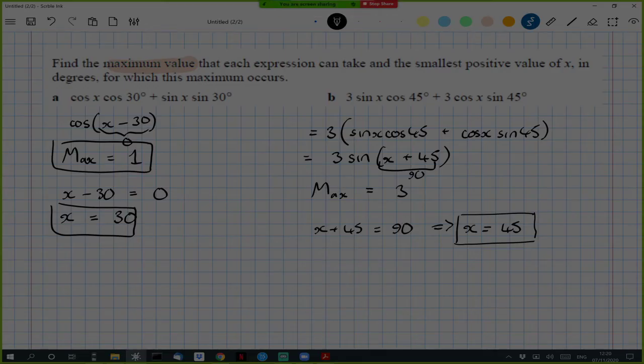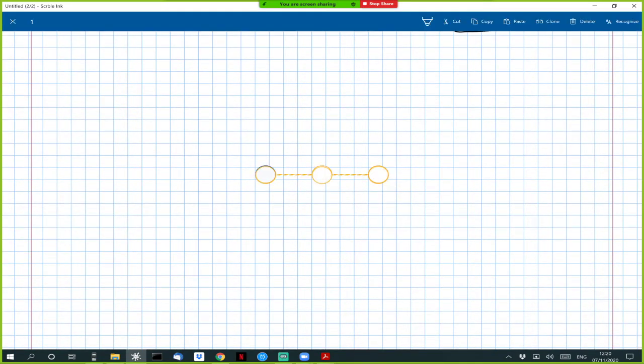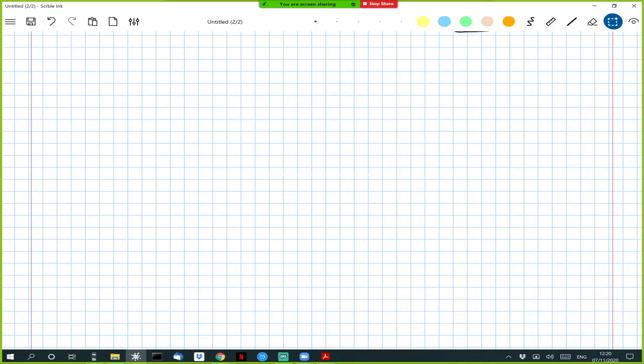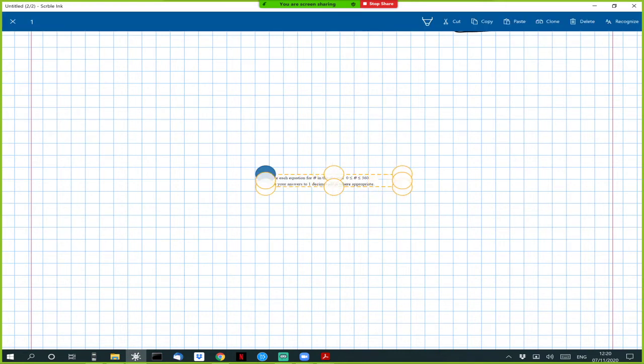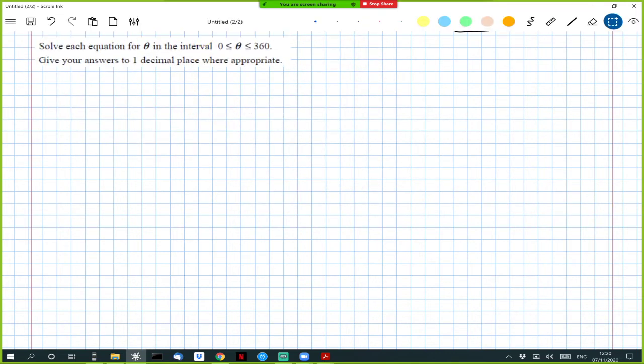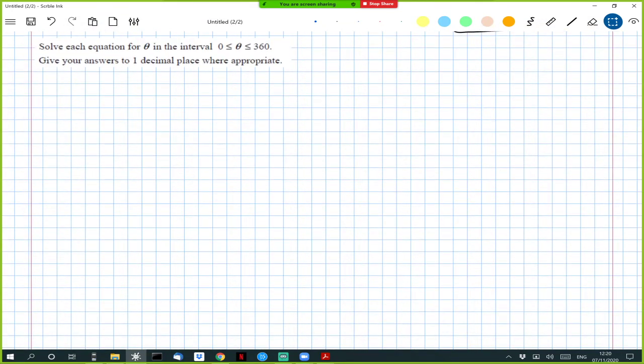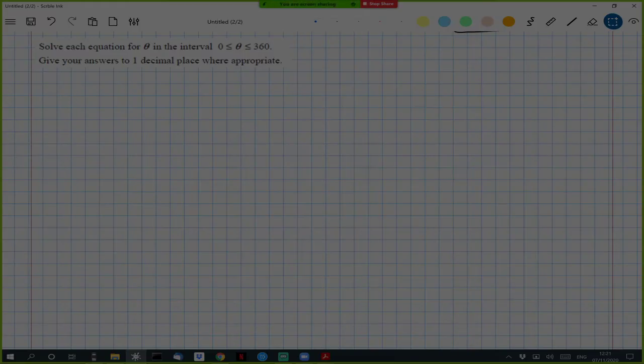So I'm going to give a few equations. All of these are from the worksheet that I've put up. So solve each equation for theta in the interval 0 to 360 degrees, giving your answer to one decimal place where appropriate. So we'll just go through a few of these different questions that you could be asked.